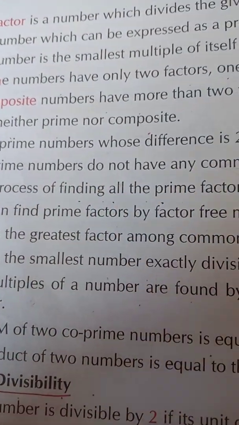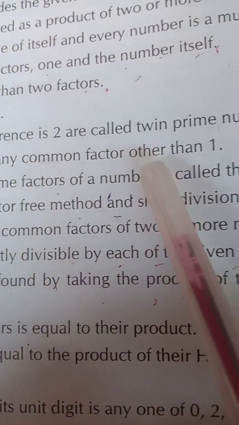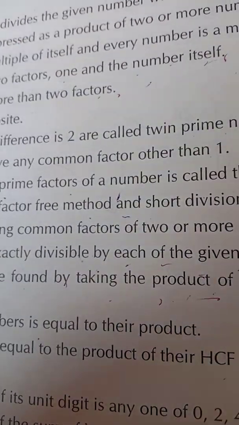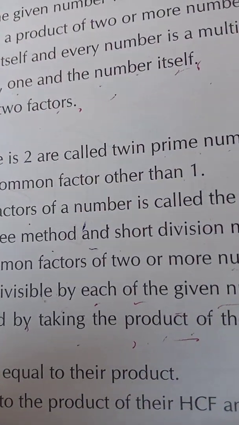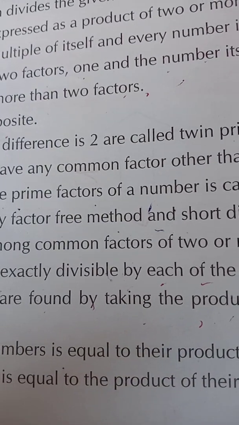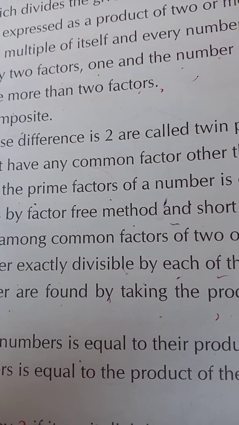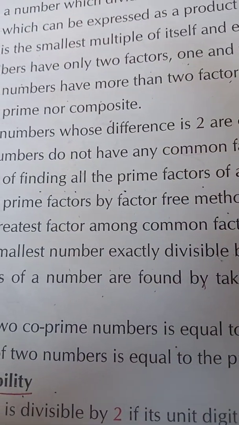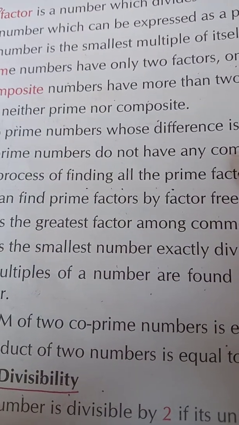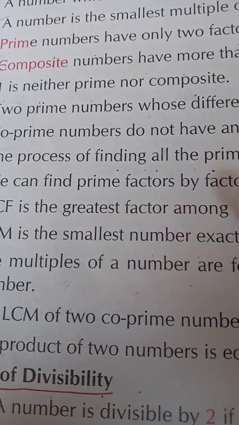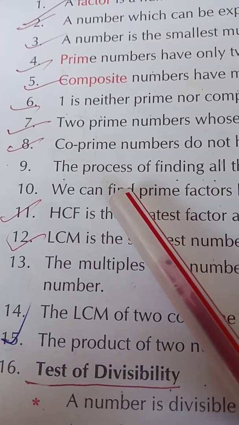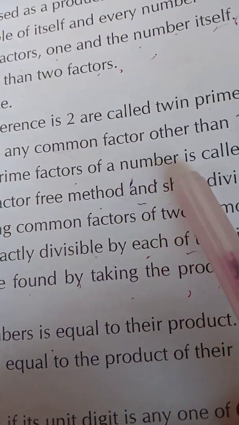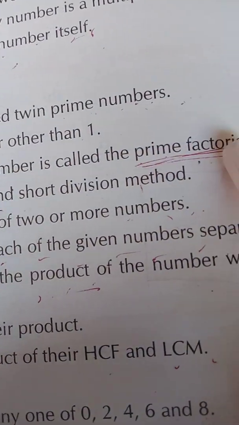Co-prime numbers do not have any common factors other than 1. If two numbers have only one common factor, that is 1, we call them co-prime numbers. Might be one is a prime number and one is a composite number, but except 1, all are uncommon factors, with one common factor, that is 1. The process of finding all the prime factors of a number is called prime factorization.